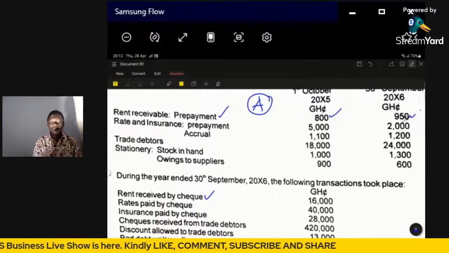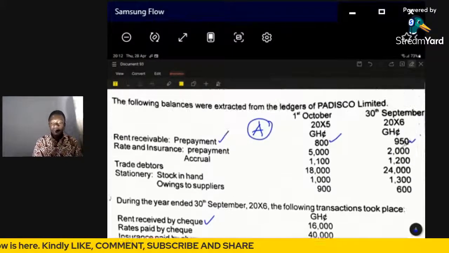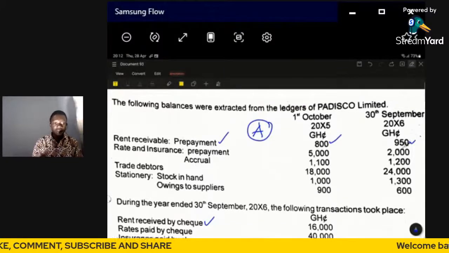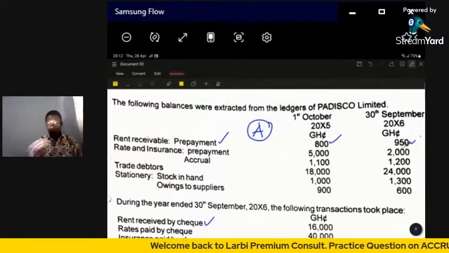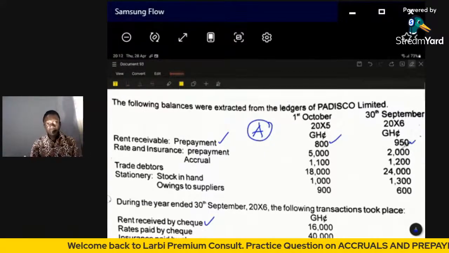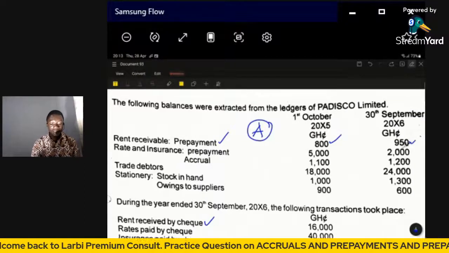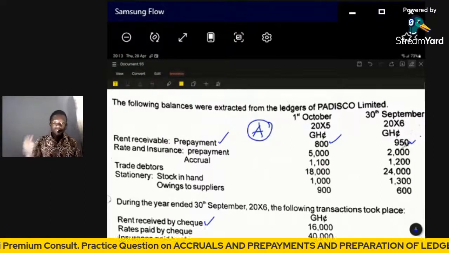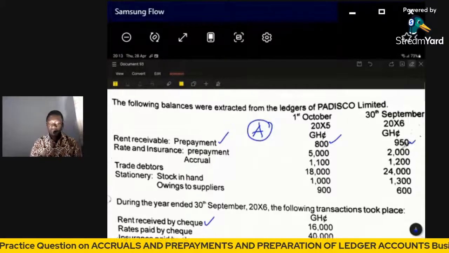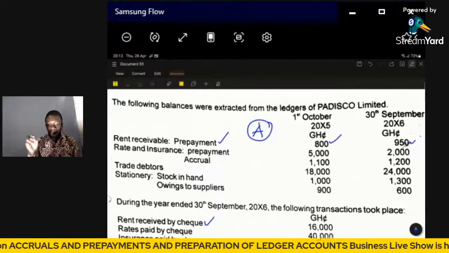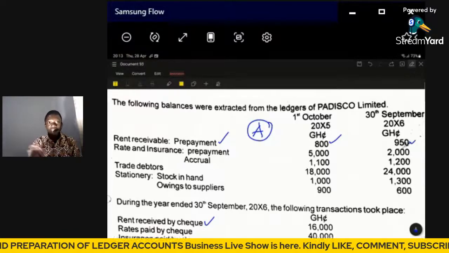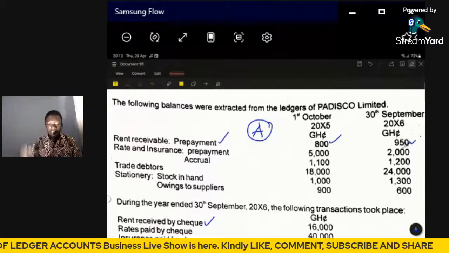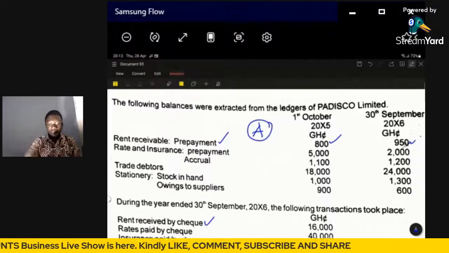Is that okay? So accruals here means that there were some services that Padisco enjoyed for which they hadn't paid as at the previous year, and then in the next accounting period they need to bring it forward so that they can account for it. So this is a service that Padisco has enjoyed but for which they haven't paid, and it's an opening balance on 1st October 20x5. Since it's an amount that they have enjoyed already but haven't paid for, it becomes a liability to Padisco Limited.